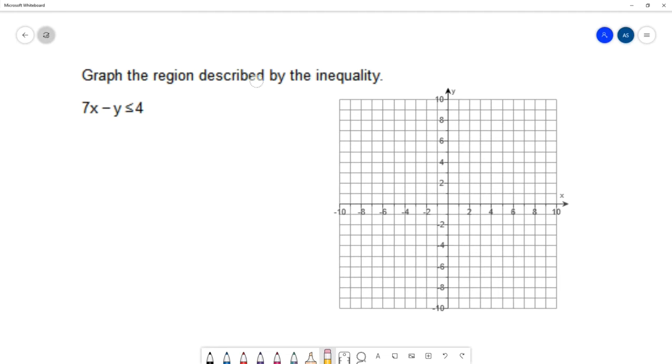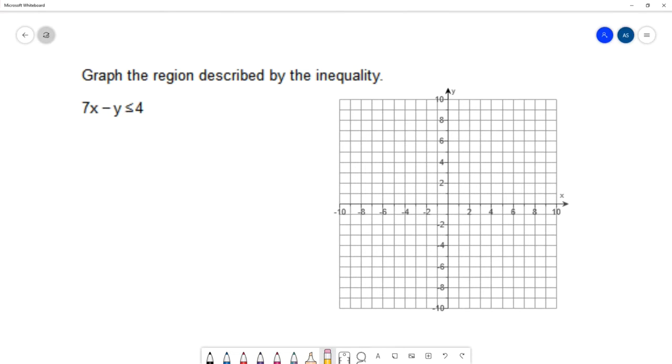Graph the region described by the inequality. The inequality is 7x minus y is less than or equal to 4. Now this is an inequality using two variables, and so we're going to use two dimensions to graph.